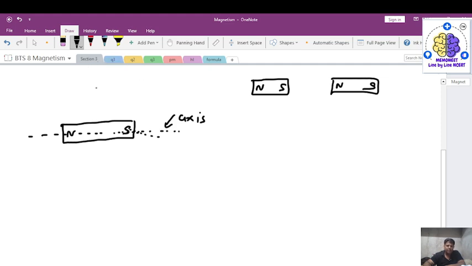If I draw a line which is the perpendicular bisector of this, then this is known as the magnetic equator, right? Now the length between the poles is known as the magnetic length, and this magnetic length is a bit less than, smaller than, the physical length of the magnet, right?